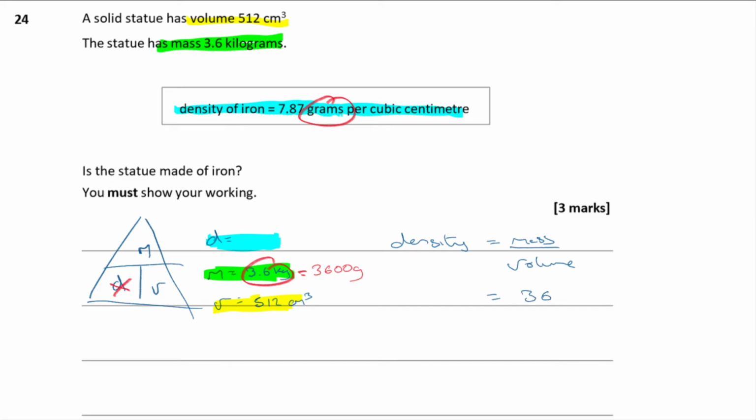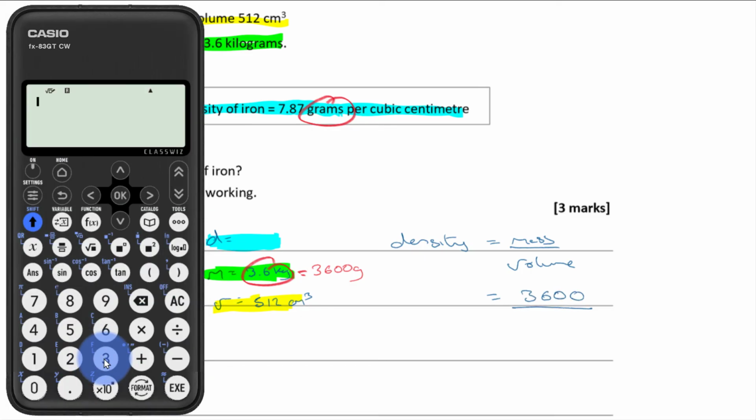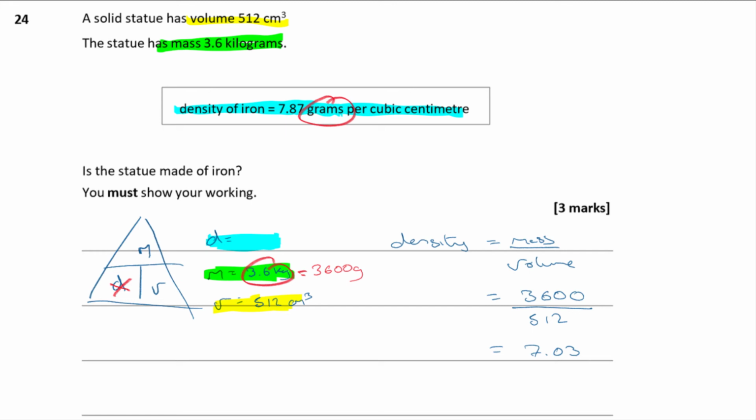So 3,600 grams divided by 512, so 3600 divided by 512, that comes out to be 7.03. So I make that 7.03, okay, which is not 7.87, isn't it? It's a lot lighter than what iron would be. Okay, so I'm going to say the statue is not made of iron, as 7.03 is not equal to 7.87.